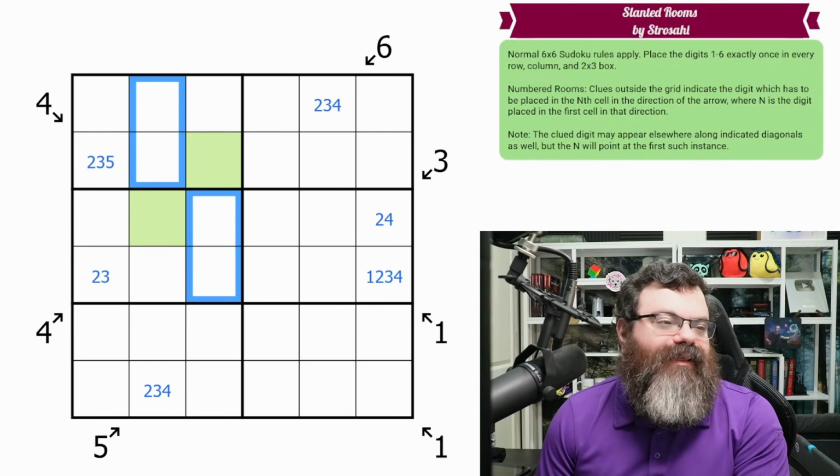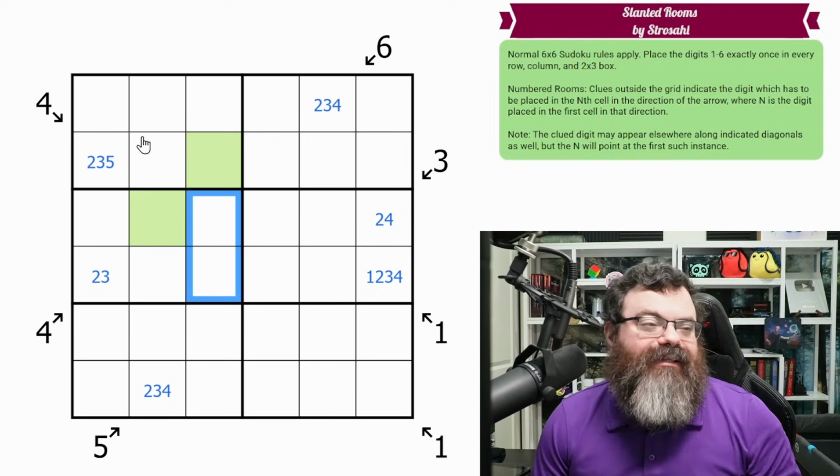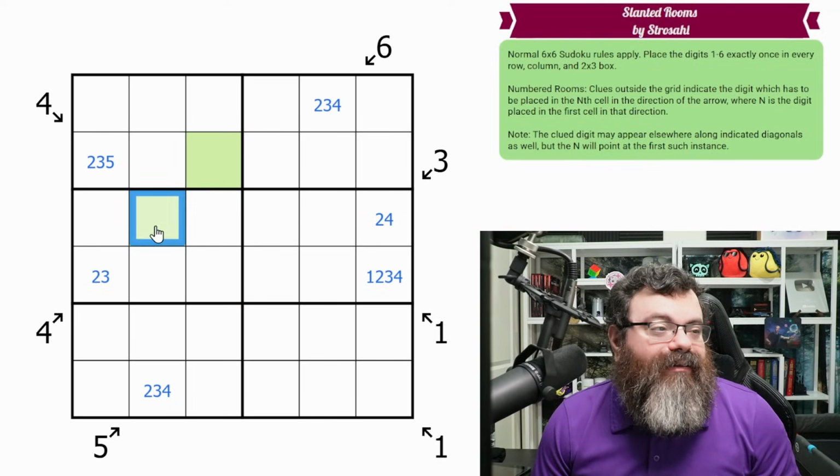Not 4 isn't something I can really mark, and I could do 1 through 6 and remove the 4, but that's very pencil heavy. So let's hold off on that. But 4 isn't one of those two. That's an observation we can make.